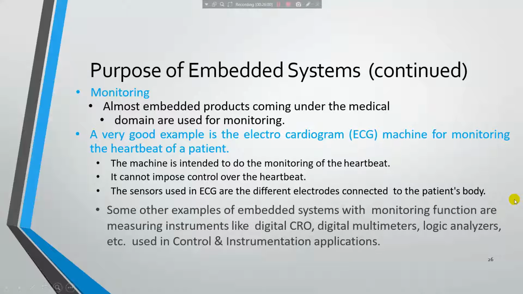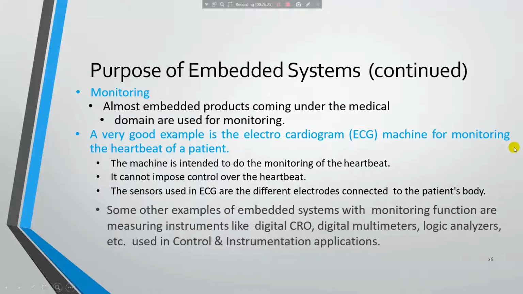Coming to monitoring, a very good example is your ECG, which monitors the heartbeat of patients. The machine is intended only to monitor the heartbeat. It will not do any control over the heartbeat. It just retrieves the information from the heartbeat. Sensors are used here; electrodes can be connected to the patient, and it can get the information from the patient.